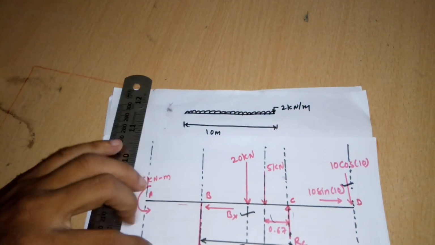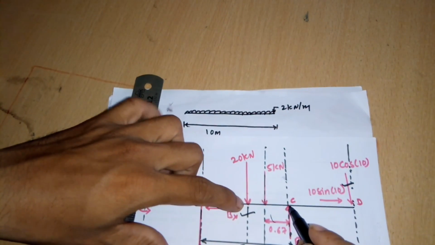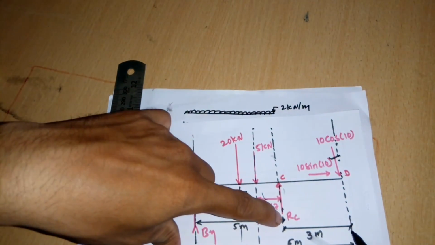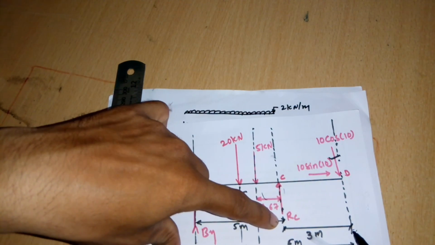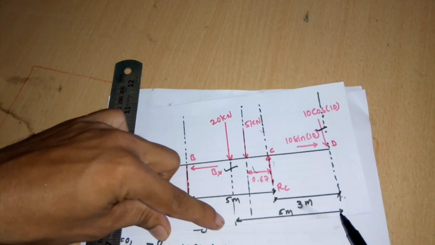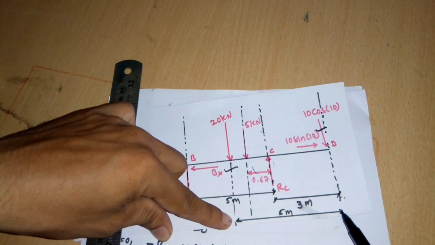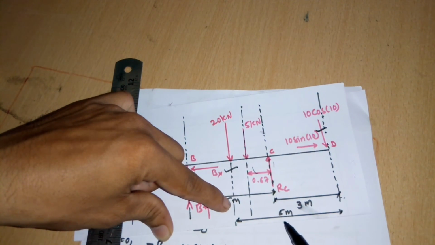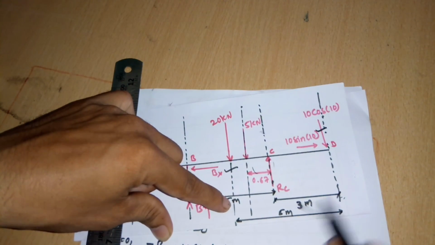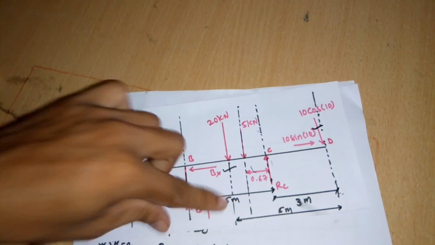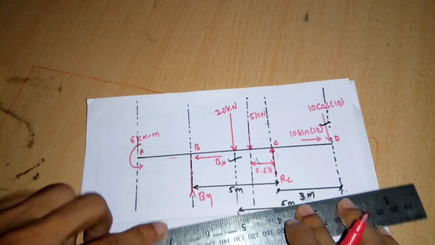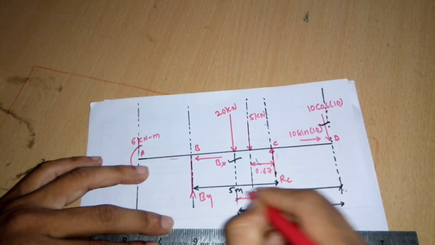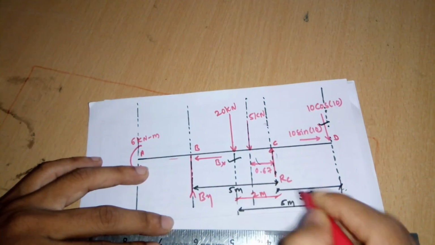Now I have to find the distance between this point C and the 20 kilonewton load. From here to here it is known, it is 3 meter, and from here to here it is known, it is 5 meter. To find this one, what I have to do? I have to deduct this 3 from the 5 meter. So from here to here it is 2 meter.